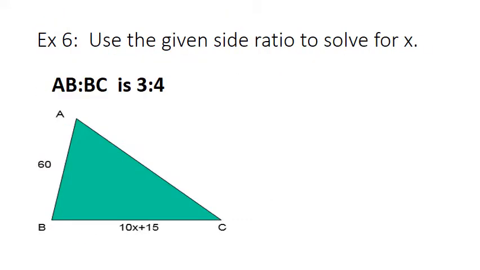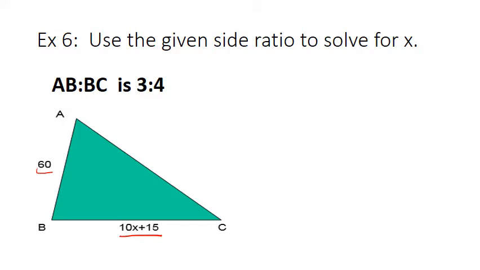Last but not least, example 6. I saw on your foldable that the image is very hard to read. So if you want to write this 60 on that one side length from A to B and 10x plus 15 from the side length B to C, go ahead and do that. You can pause your video if you need to. So we have the segment AB to BC, that ratio is 3 to 4.